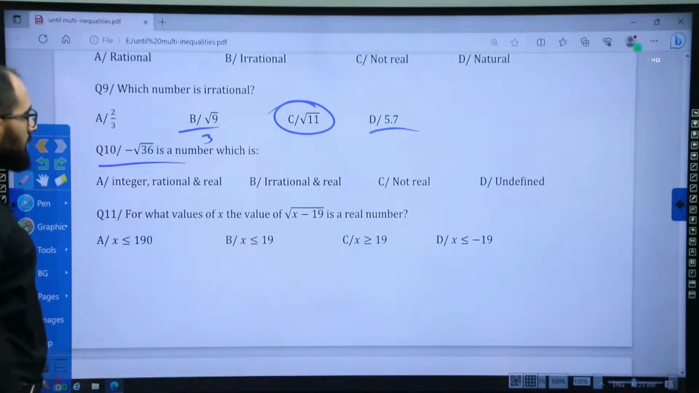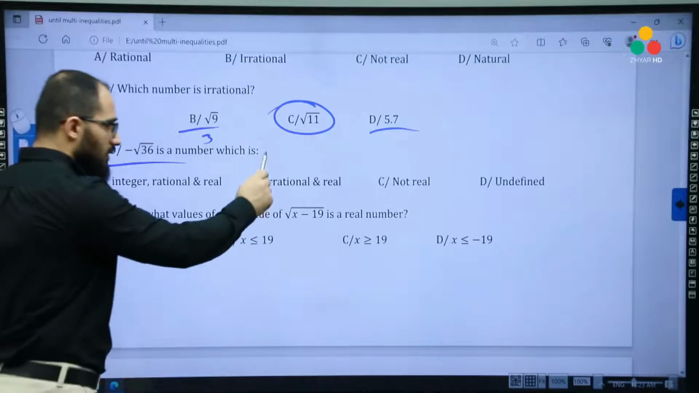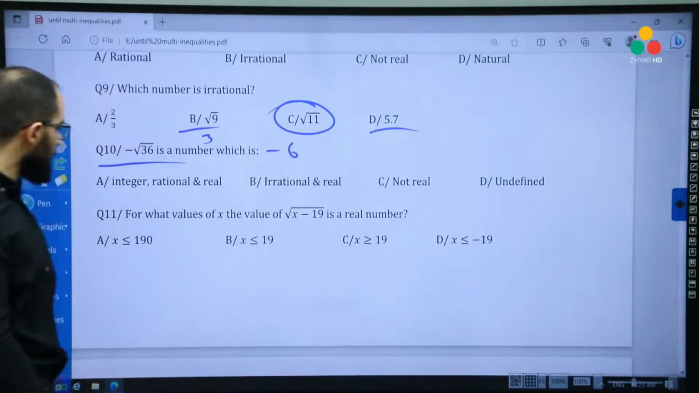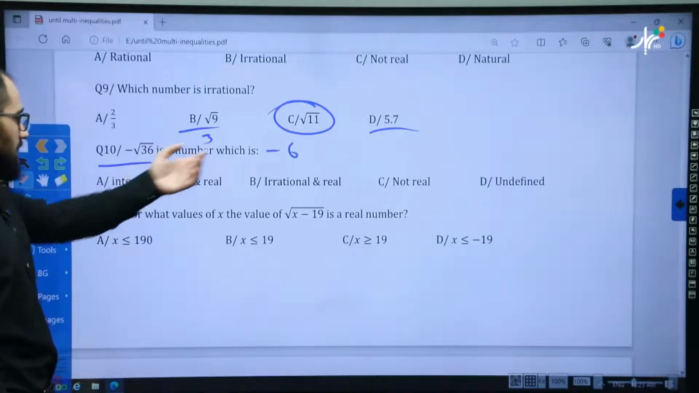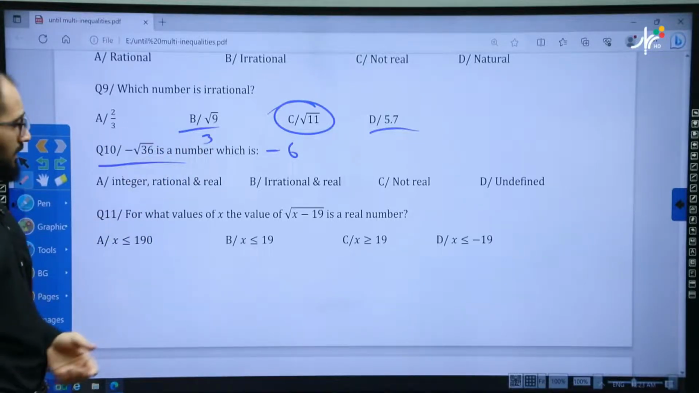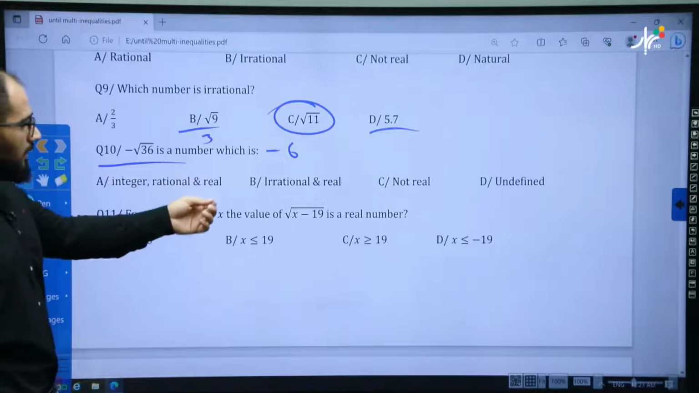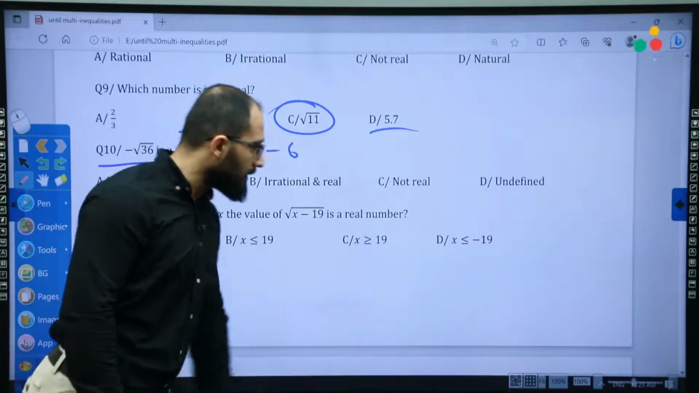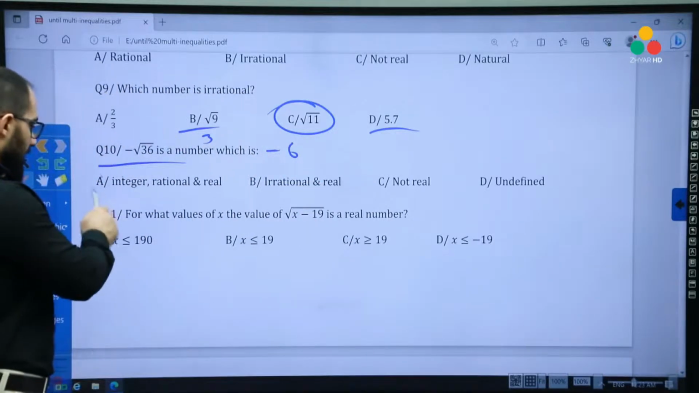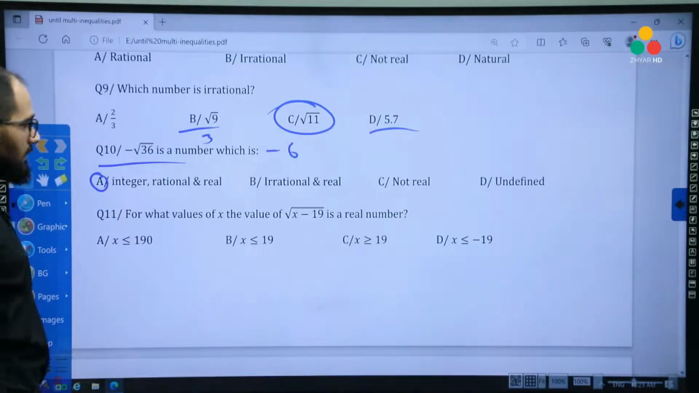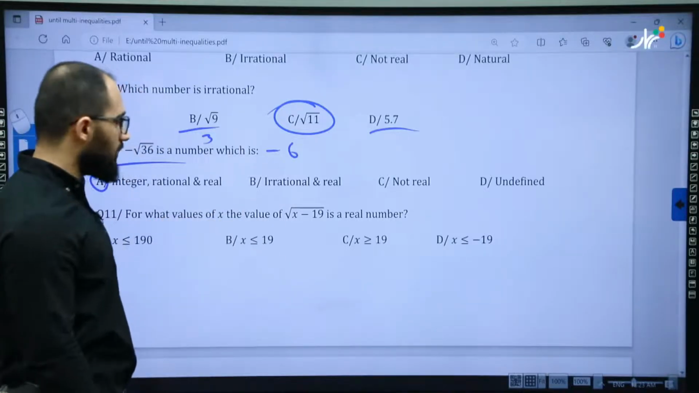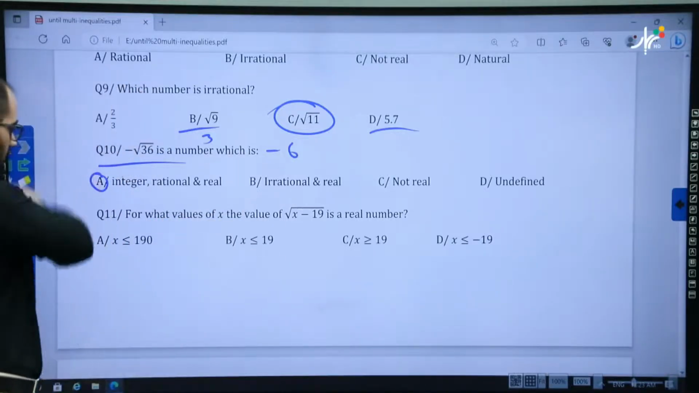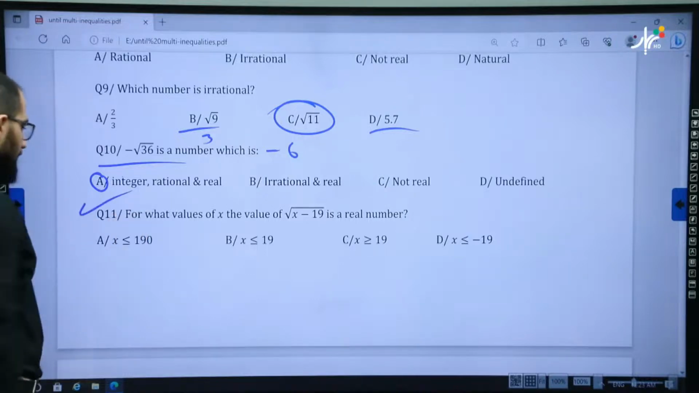It says the negative square root of 36, it's going to be -6. So which one is the best description of the negative square root of 36? Integer, rational, real, not real, or undefined. So it is A. And the final question, it says, for what value of x is the square root of x minus 19 a real number. So I leave this question for you. Try to solve it, inshallah.